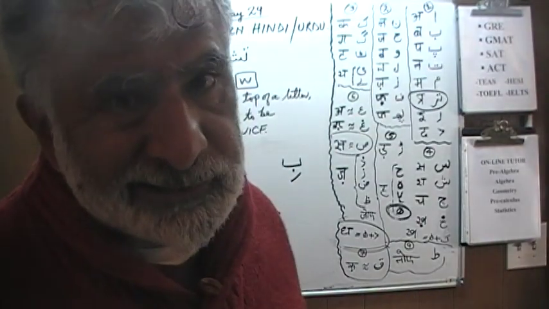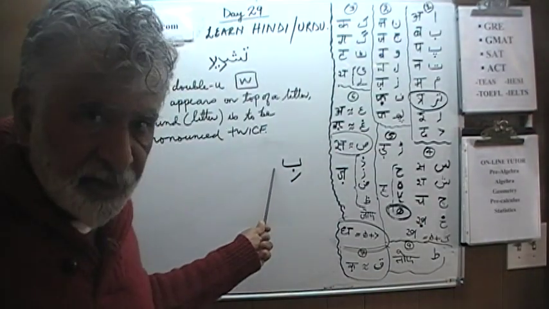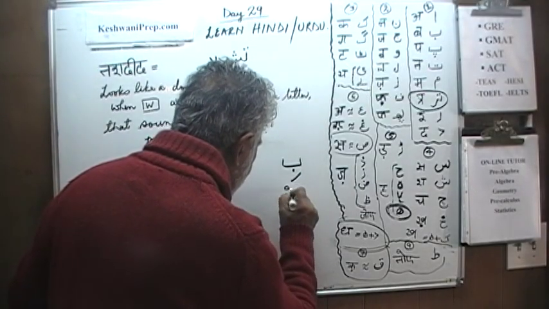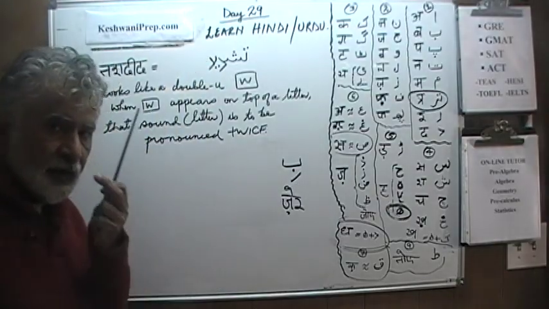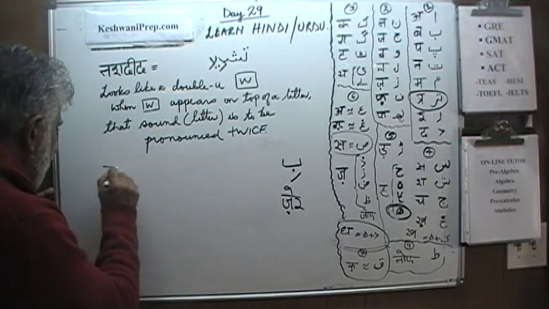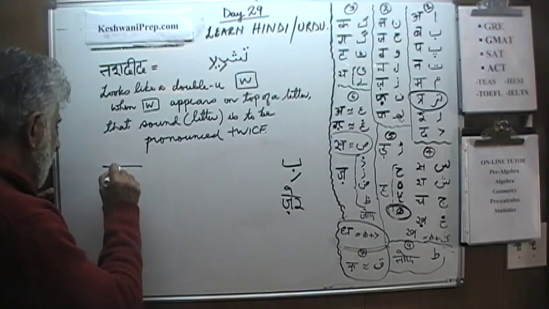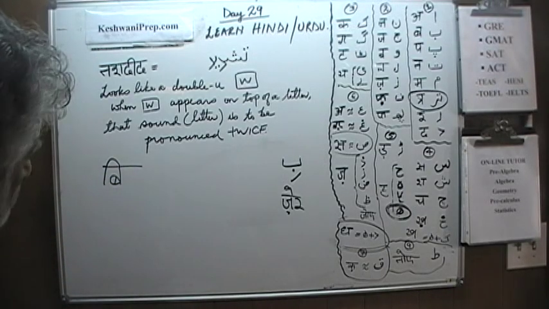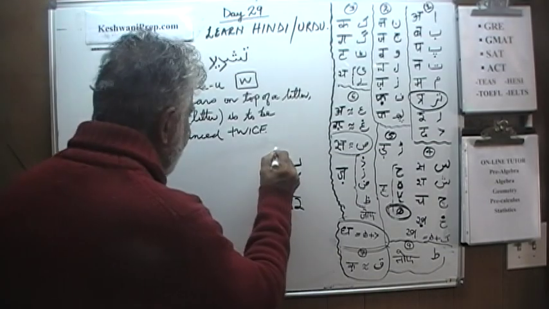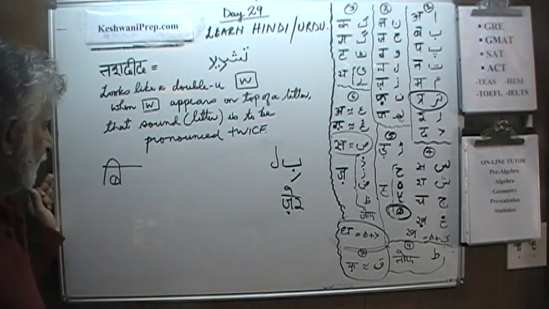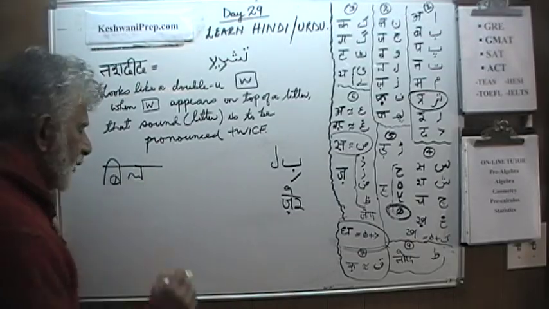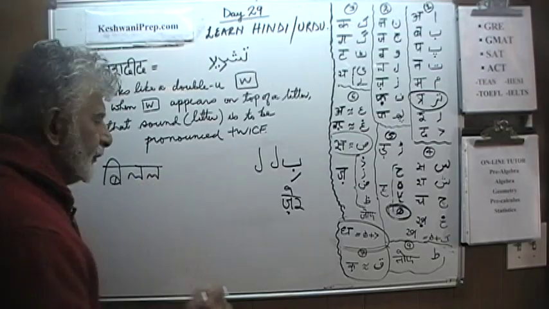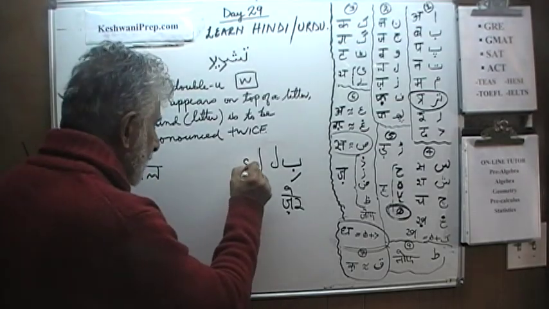We learned choti iki matra. That's what this is. This symbol is called Zair, and Zair gives us choti iki matra. So here's our ba. We don't want a ba, we want a bi. And then we have a lam, that gives us a la. And then we have another lam, and now badi ki matra.